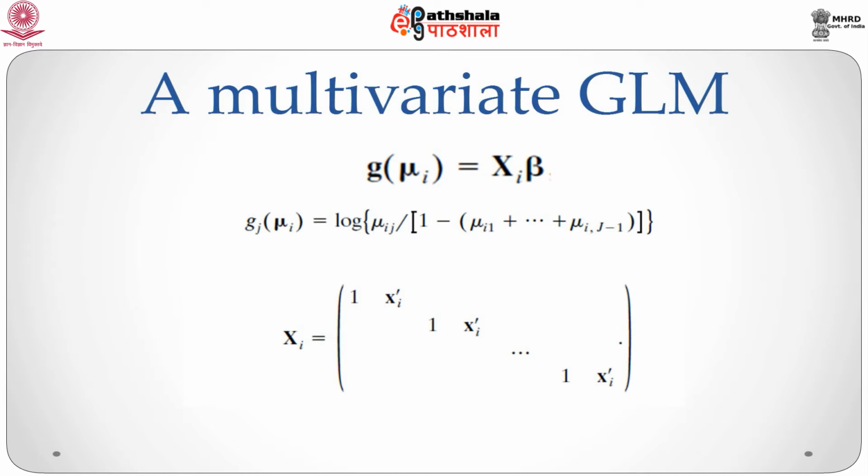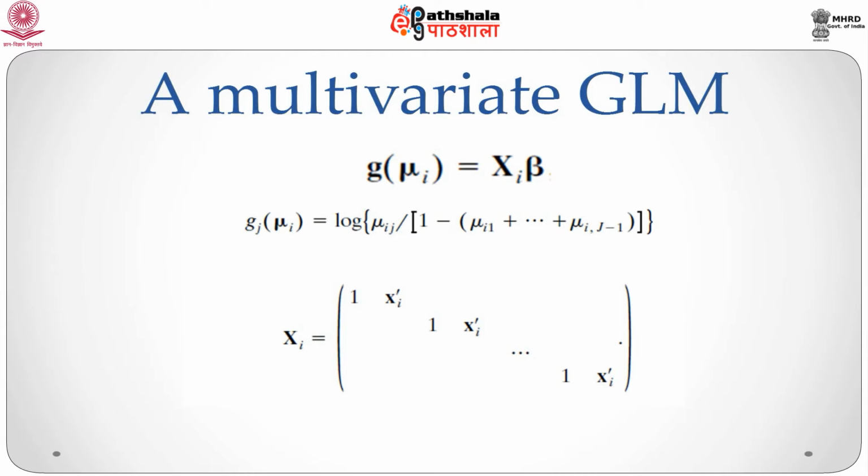Baseline category logit models can be represented as a multivariate GLM using the link g of mu i equal to xi prime beta. Here mu i equal to expectation of yi is the corresponding vector of expectations, and X is a design matrix with row i corresponding to the covariates on observation i.